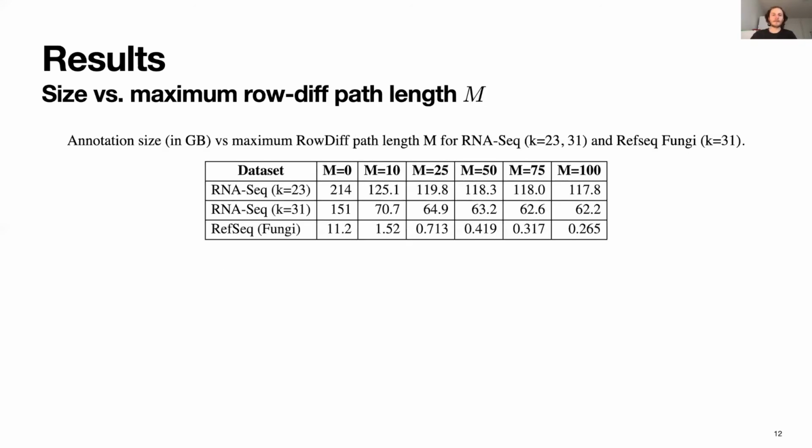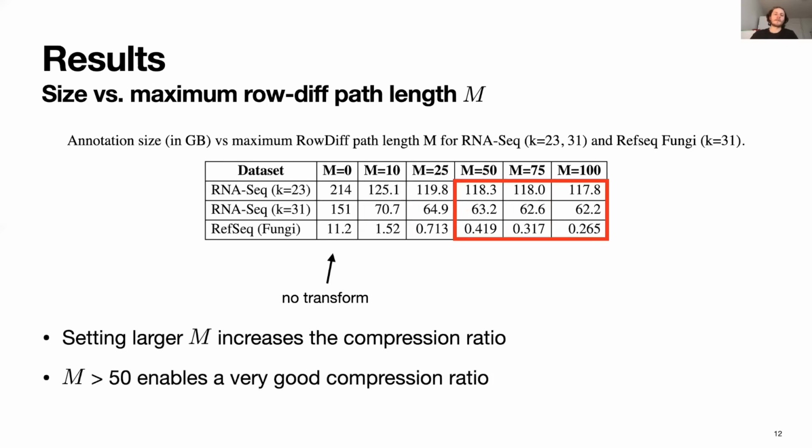In the next experiment, we check how the maximum row-diff path length threshold M affects the size of the annotation matrix. The column M equals 0 represents the original untransformed annotation. We see that using larger values of M increases the compression ratio. But at the same time, setting M to 50 enables a very good compression, which doesn't improve much with higher M for the more complex RNA-seq graph.